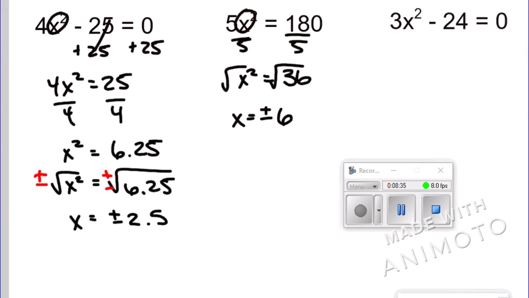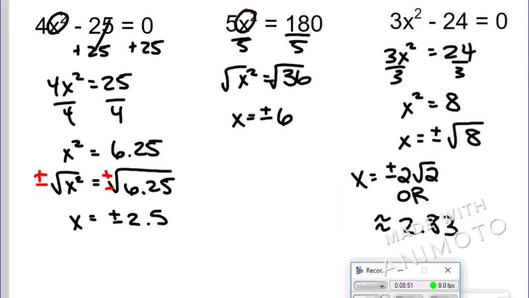So now that we know how to solve by square rooting, we should be able to answer this last question, which we couldn't do solving by factoring. So we get 3x squared equals 24, and then why don't you go ahead and pause the video and finish it. Okay, what you should have gotten there, you probably typed it in your calculator and just left it as plus or minus square root of 8, or rounded it to 2.83.